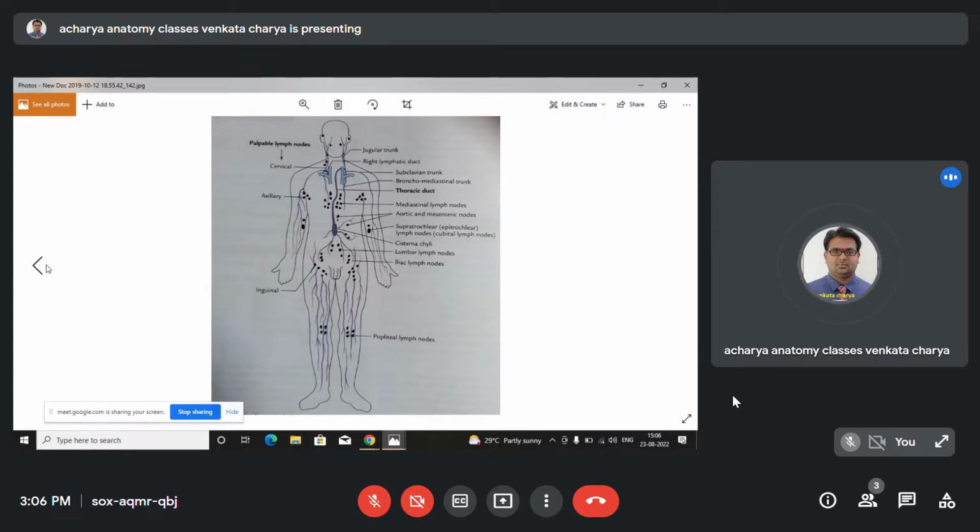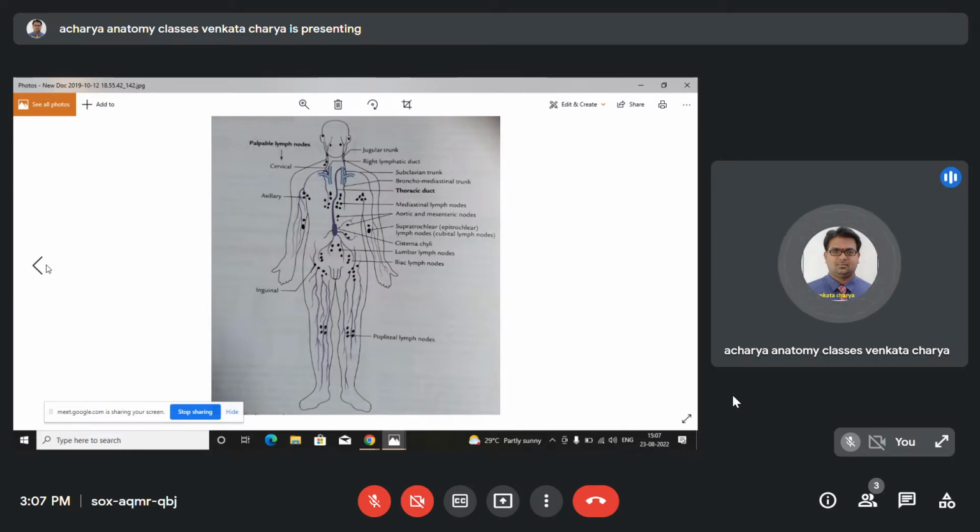Towards which side, right or left? Towards the left side. So the left part of the body, half of the head and neck, the left half of the thoracic cavity, the complete abdominal part and the complete lower limb, passes through this thoracic duct only, and finally it drains here. So this one we call the thoracic duct.